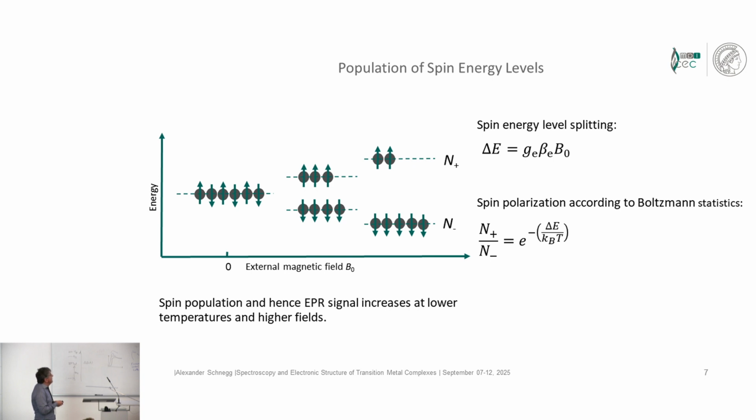exponential function contains the spin energy level splitting, ΔE, divided by the Boltzmann constant multiplied by the temperature, which means, as I already mentioned, the higher the energy splitting, or the lower the temperature, the higher the polarization. And this is important because this determines how much microwave is absorbed in our sample and increases therefore the signal which we are detecting.